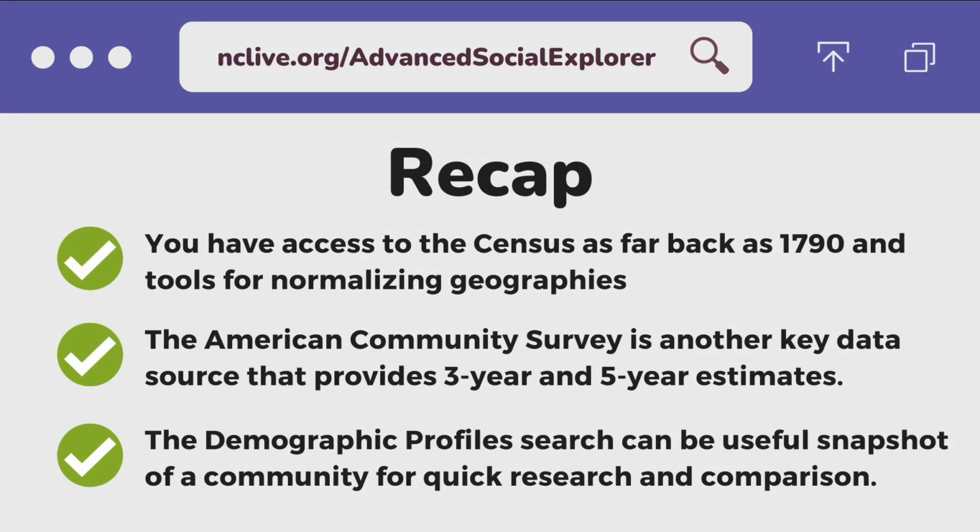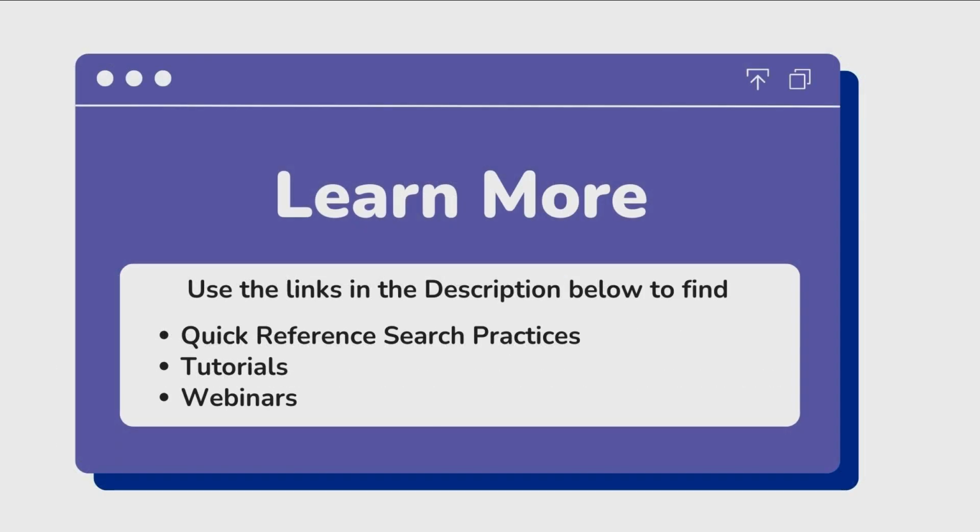Let's recap. You have access to the census as far back as 1790 and tools for normalizing census geographies, which change every decade. The American Community Survey is another key data source that provides 1-year, 3-year, and 5-year estimates. And finally, the demographic profile search can be a useful snapshot of a community for quick research and comparison.